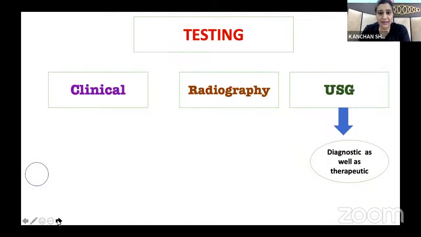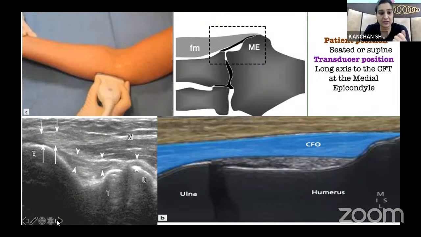Mostly it is a clinical diagnosis. The patient comes to you with a medial elbow pain. There is no role of radiography here, but US is very, very important. If you know how to just put a probe and look at this tendon, then the diagnosis is supported by your findings. Your clinical diagnosis is going to be perfectly all right if you have an ultrasound with you where you can look at this tendon.